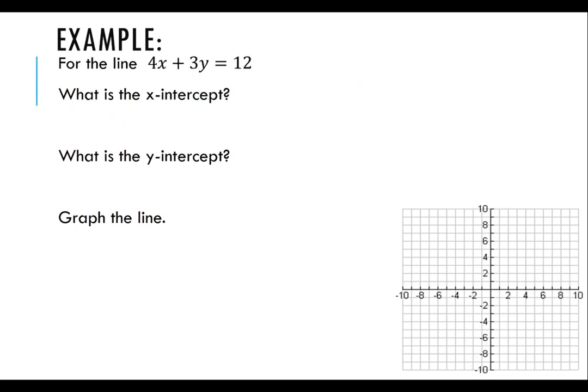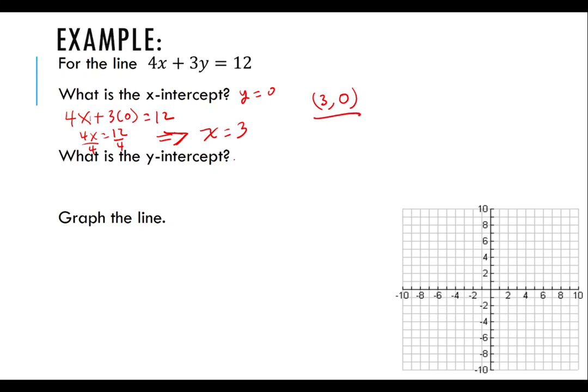For the line 4x plus 3y equals 12, we want to find the x-intercept. Remember, we find the x-intercept by letting y equal 0. So that is 4x plus 3 times 0 is equal to 12. And so this is 4x is equal to 12. Divide by 4. Divide by 4. x is equal to 3. So then our x-intercept is the ordered pair (3, 0).